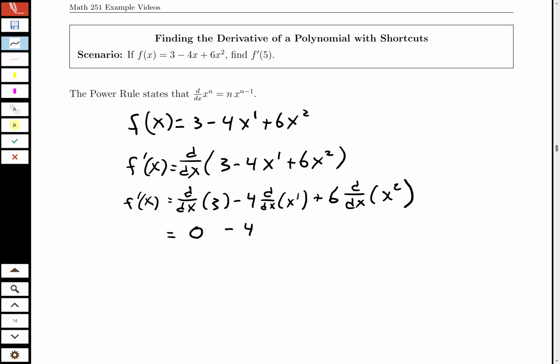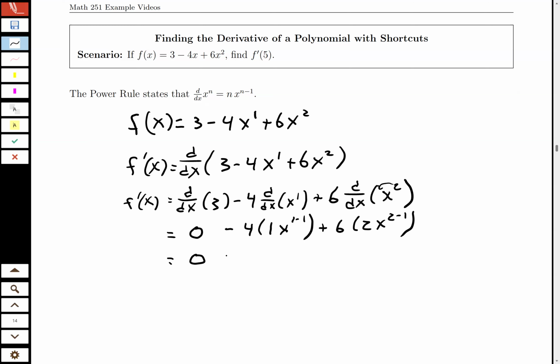If I'm taking the derivative of x to the first, that 1 is going to drop down, and I'm going to subtract 1 from the power. Likewise, if I'm taking the derivative of x squared, that 2 is going to drop down, and I'm going to subtract 1 from the power. So the power rule drops the exponents, and it decreases the top exponent by 1.